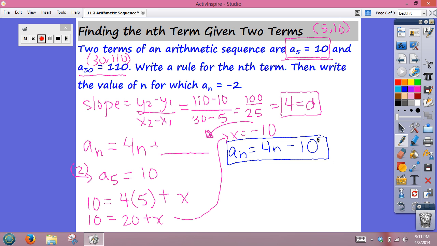Now it asks us to write the value for n for which an equals negative 2. So we're simply just going to plug in values into our equation to find n. So we get negative 2 equals 4n minus 10, 8 equals 4n, n equals 2. Simple algebra.